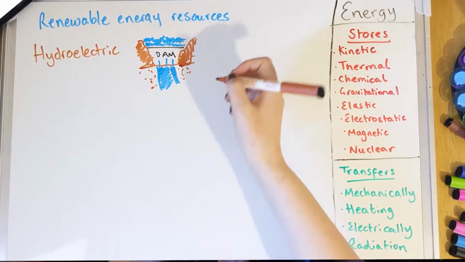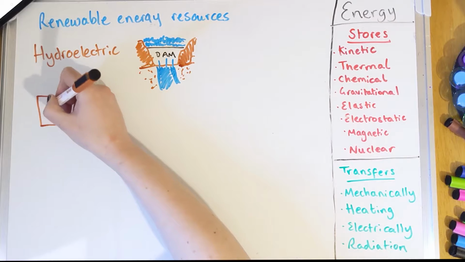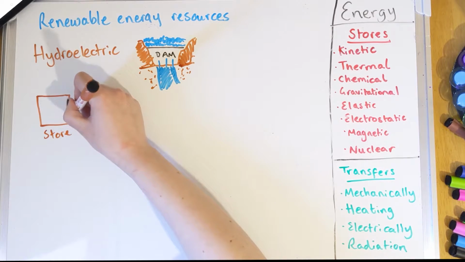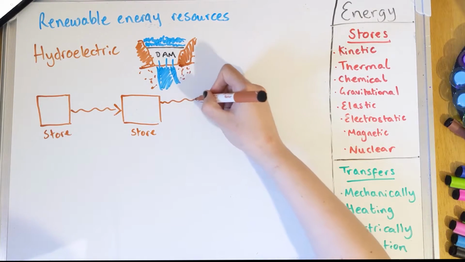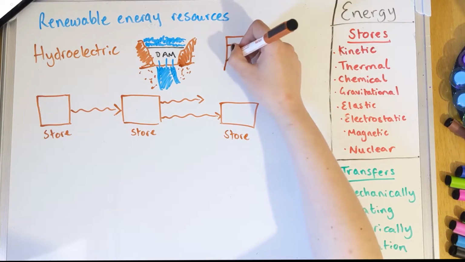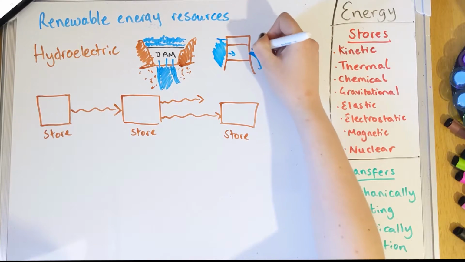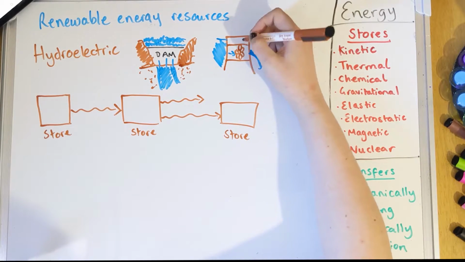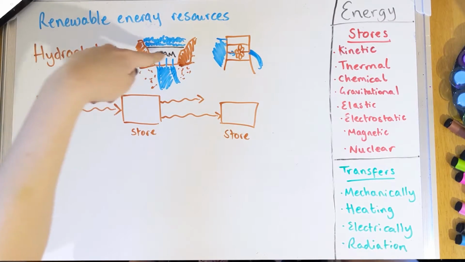So let's have a look at the transfers and stores in this one. We first have our gravitational potential store in this water that's trapped behind the dam.